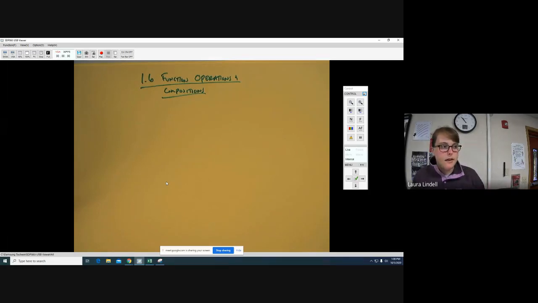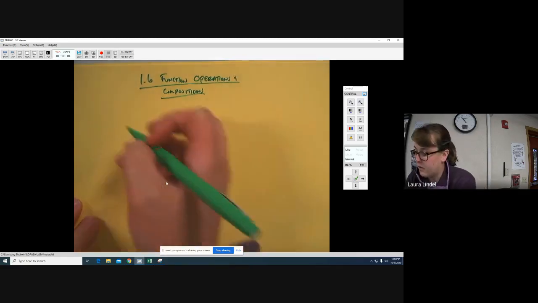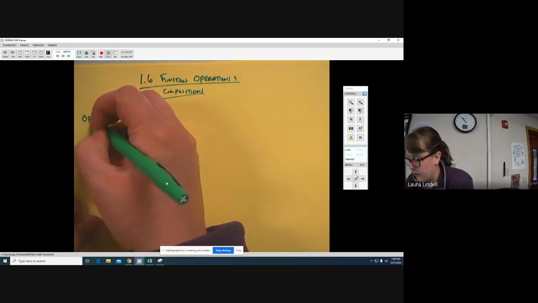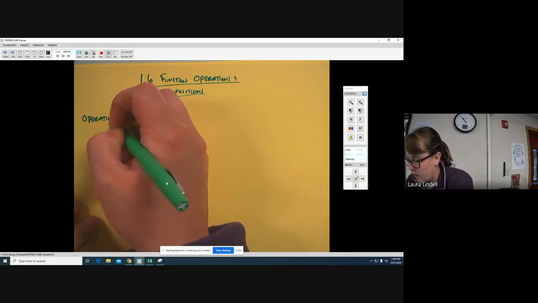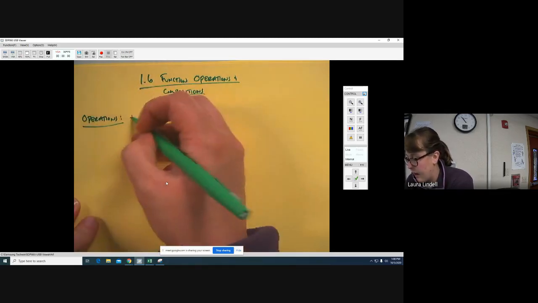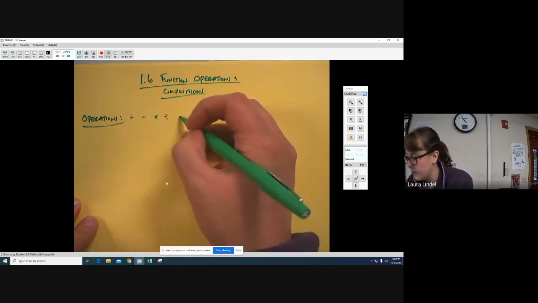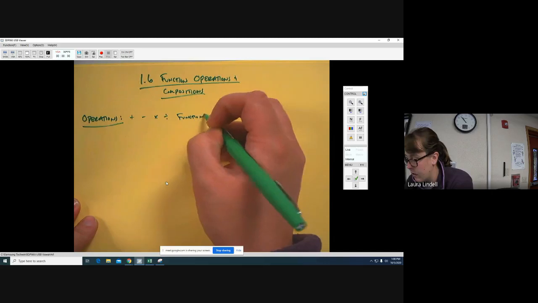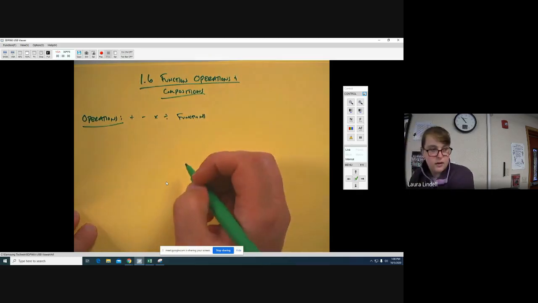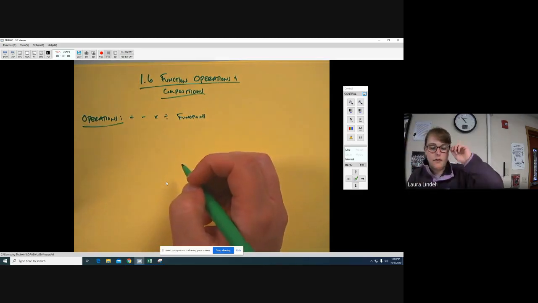1.6. Function operations and compositions. Okay, so first of all, operations, and compositions too, actually, are most easily shown with an example. So we're going to start with operations only. We're going to add, subtract, multiply, and divide functions, and we'll look at the notation that involves.